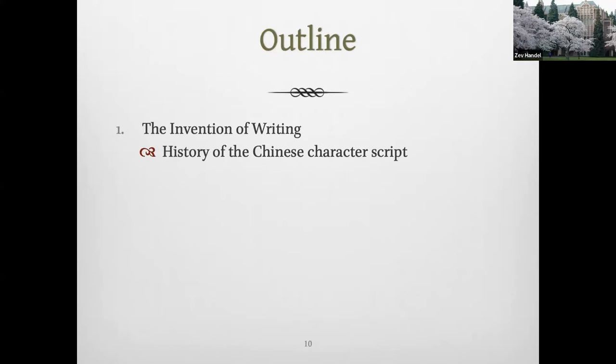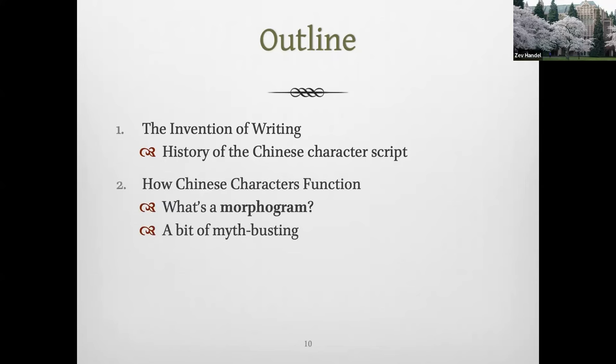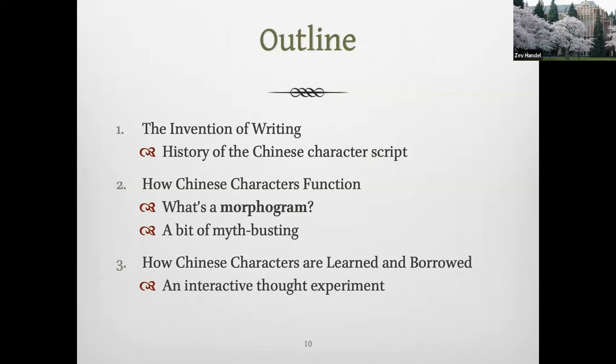Here's what we're going to do today. We're going to talk about the invention of Chinese writing and a little bit of the history of the Chinese character script. We're going to talk about how Chinese characters function. I'm going to introduce two technical terms and only two in this lecture, and morphogram is one of them. We'll bust a few myths about Chinese, and then we'll get to the heart of things. We'll talk about how Chinese characters are learned and borrowed, and I'm going to involve you all in a little bit of an experiment, so you've been fairly warned. And then we will talk about early Japanese, Korean, and Vietnamese writing, and we are somehow going to do all of this in 50 minutes to an hour. And you'll enjoy every minute of it, I promise.